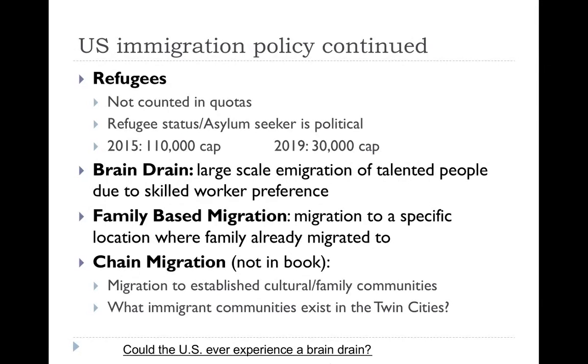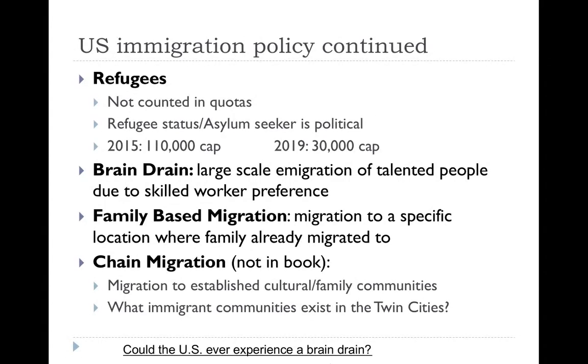We also look at family-based migration. There's migration to a specific location where family has already migrated to. Family-based migration looks at people coming to a location because their family members already live there. That's their preference, so that they have family and friends in that new place. What's not in your book is something called chain migration. That's actually what family-based migration previously had been called.